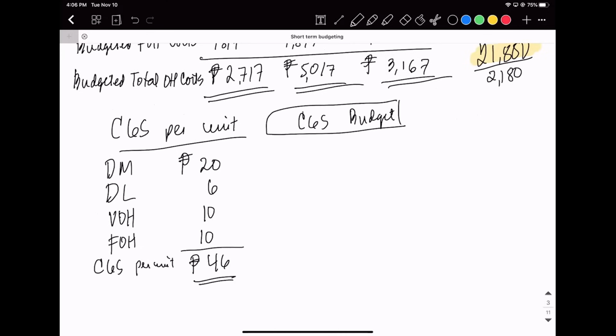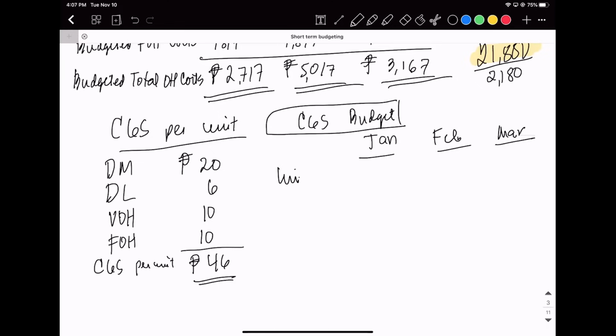Okay. So CGS budget, for the month of January, February, and then March. Hindi mo na isa-isahin kasi meron na tayong cost of goods sold per unit. So anong basis natin ng cost of goods sold? Anong units? Budgeted production ba or what? Of course, unit sales. Kasi nga, cost of goods sold na to. So yung nabenta, hindi yung na-produce.